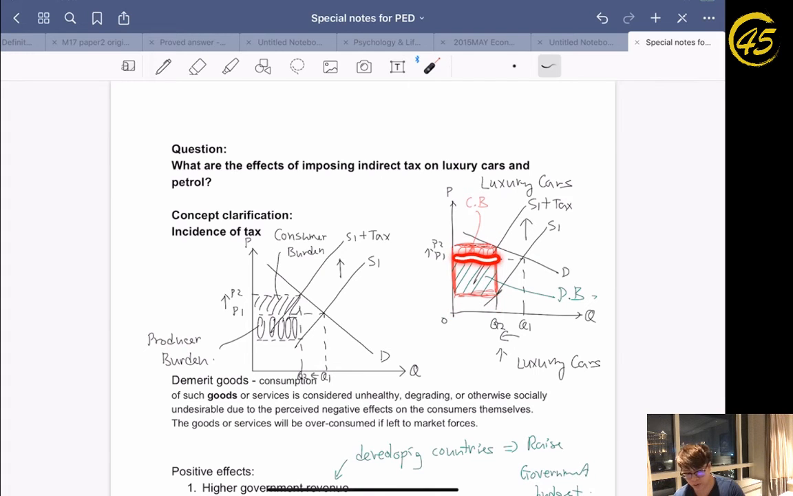It is pretty hard to tell whether this box is larger or that box is larger, but if you minus the tax revenue, then this box after minusing the tax revenue will be left with this part only. If we compare the original total revenue and the new total revenue, it must have decreased, and it decreased by this part.